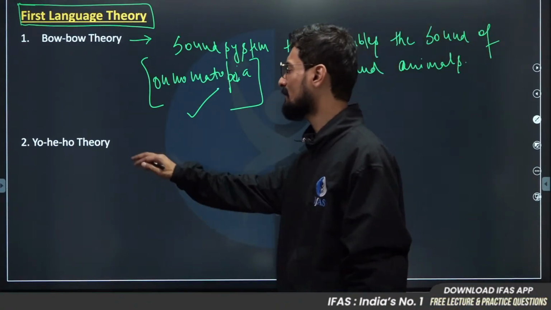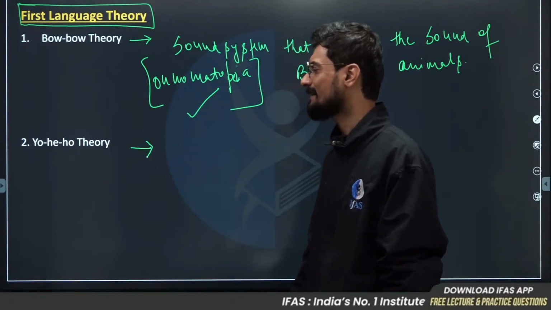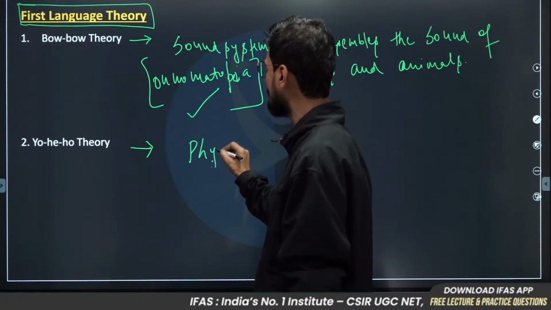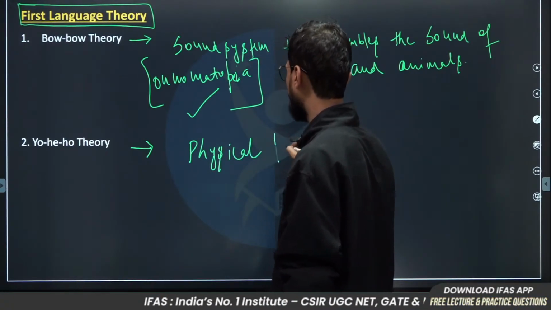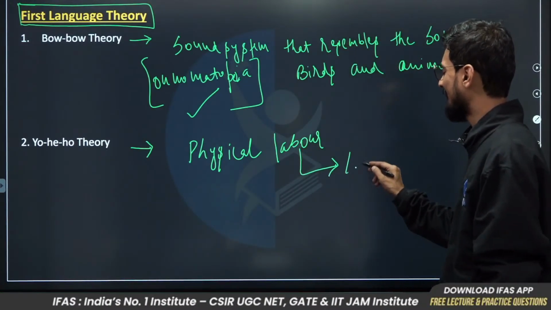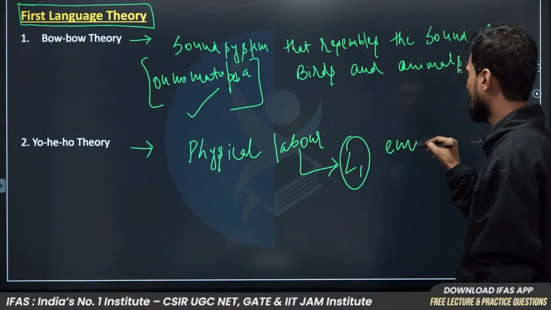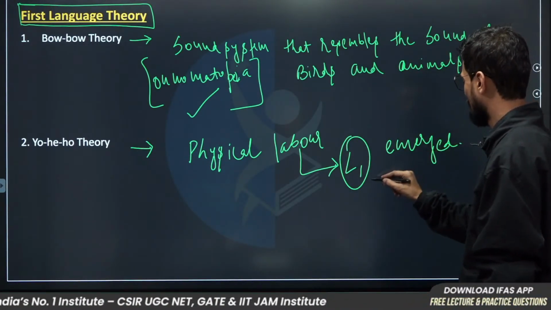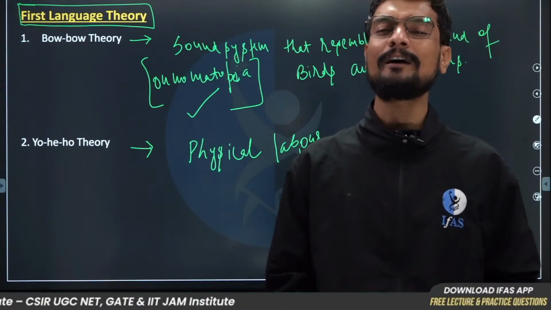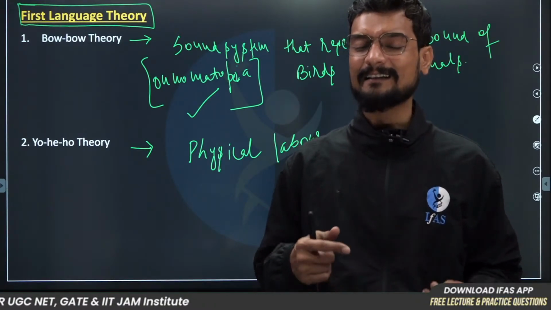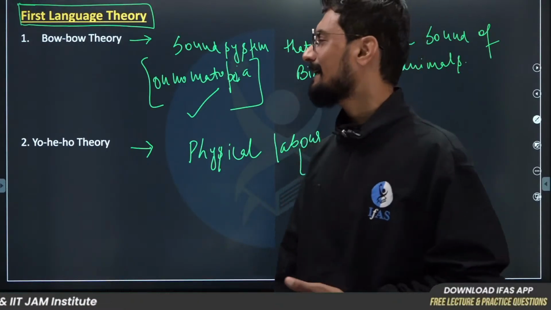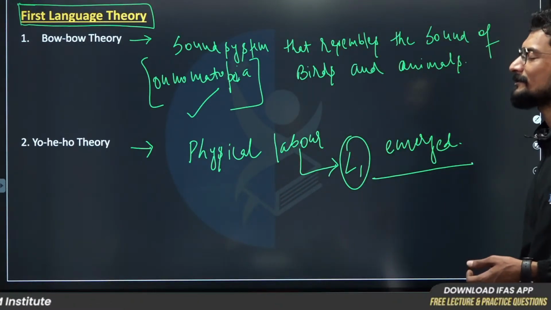So in other words, we also have this second theory, the yo-yo theory, which argues that whenever human beings were engaged in any kind of physical labor, the kind of rhythm that they produced is where the L1 language emerged. So this is the yo-yo theory: whenever any human being was immersed in any kind of physical behavior, the kind of sound that they must have used is the basis of the emergence of any kind of language.